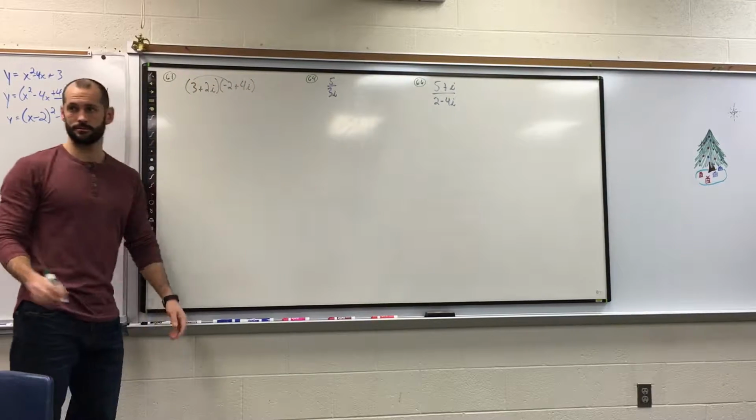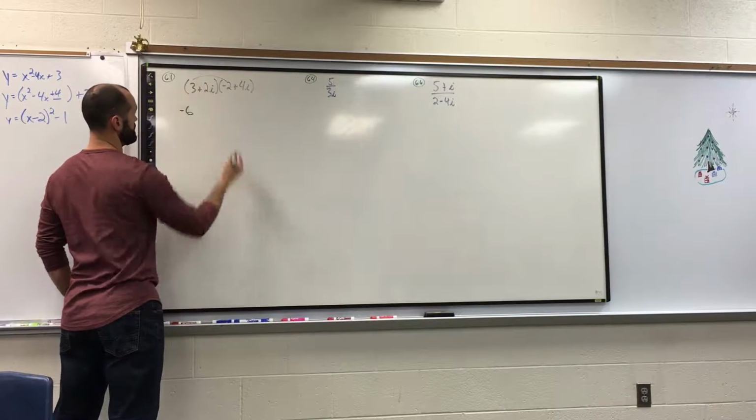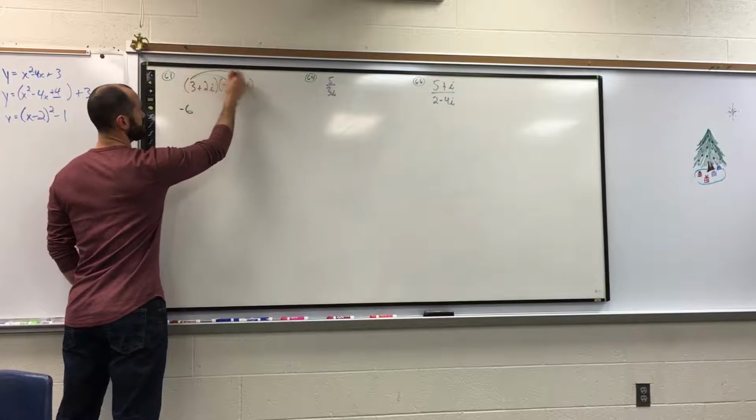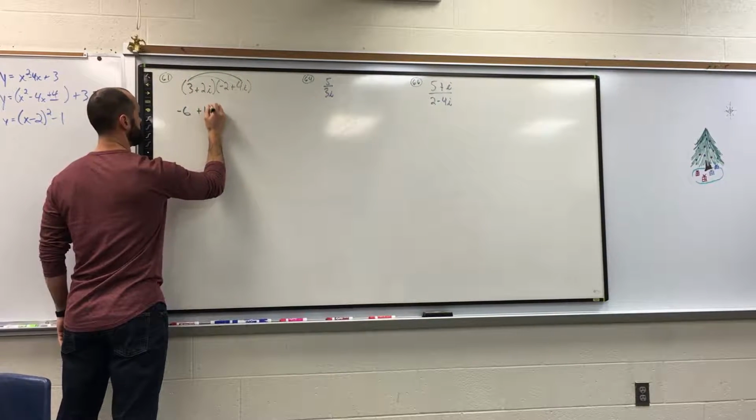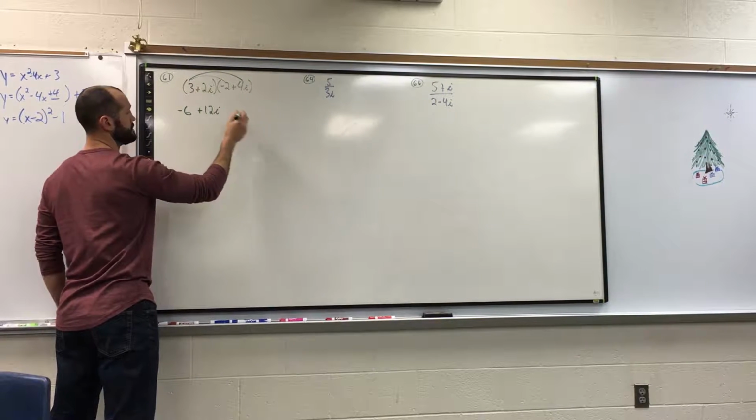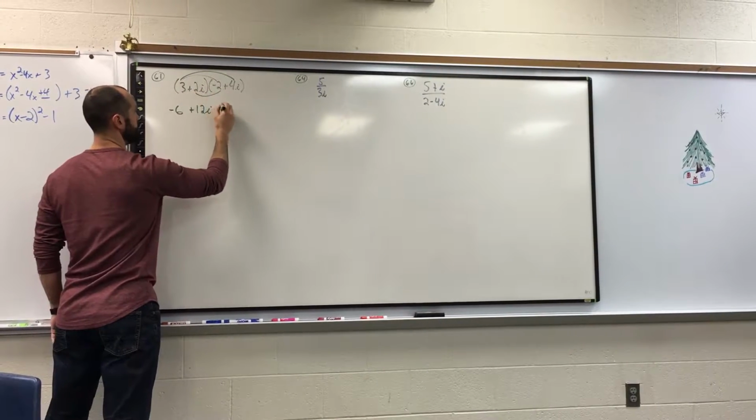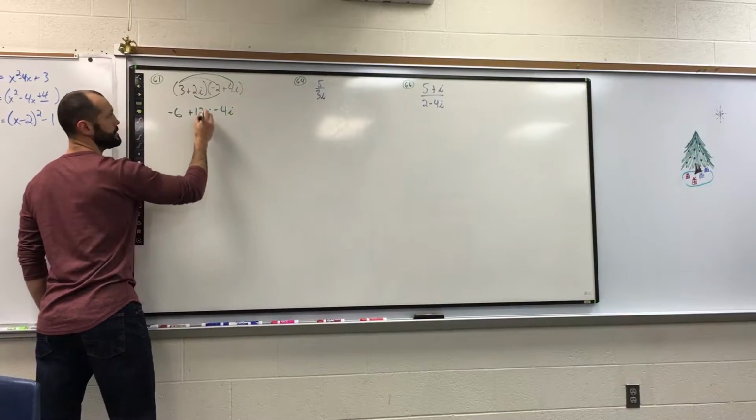3 times -2 is -6. You take over. What do I do next? 3 times 4i. What do we get? 12i. Flawless. Continue. -4i. Okay. And 8i squared.